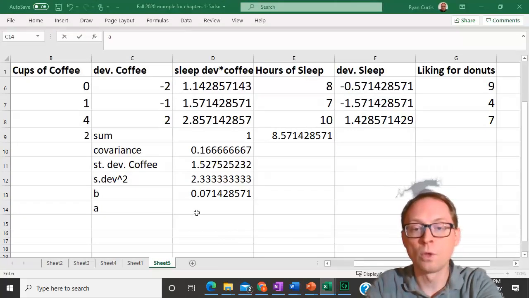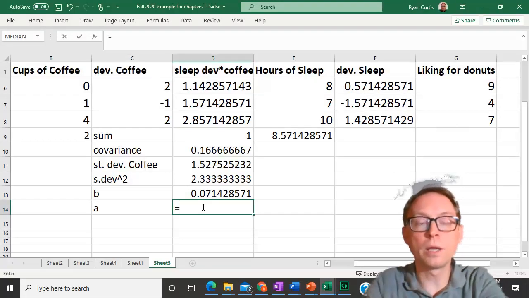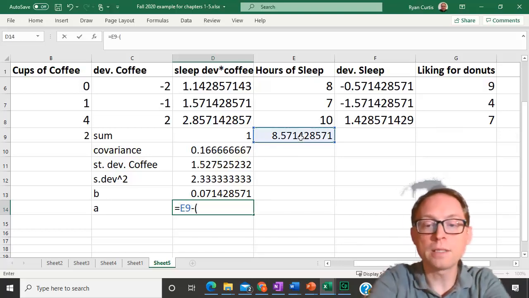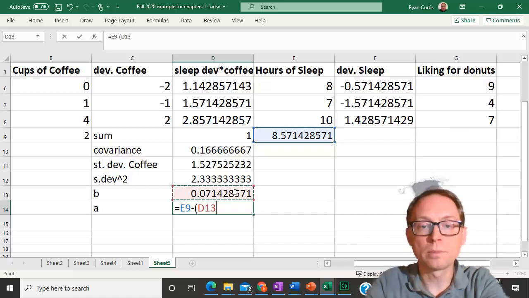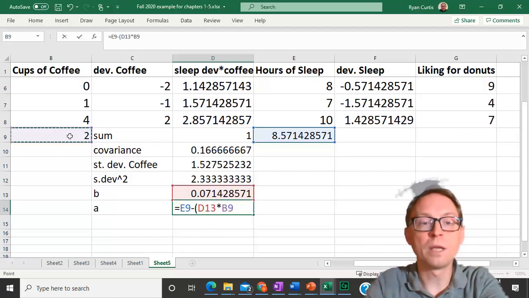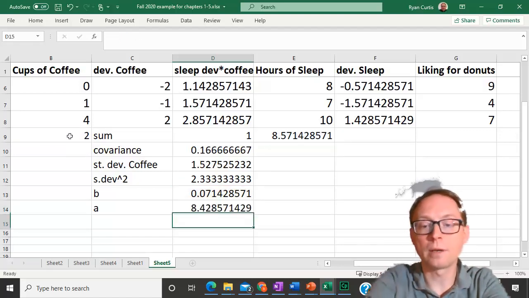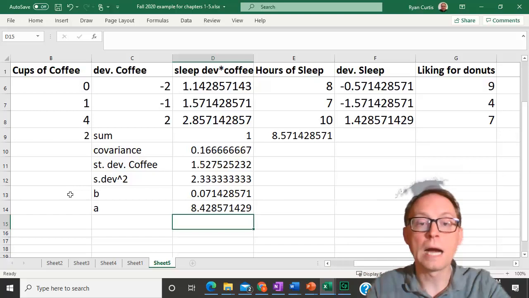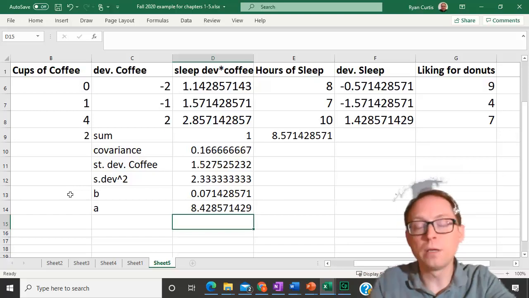When we do this, then we go here. This is going to be the mean of y, that's the average hours of sleep, minus the slope, that's b right there, times the mean of x, that's the cups of coffee right there. 8.42. So what that's saying is that if you drink 0 cups of coffee, I expect that you're sleeping 8.43 hours. That's what I would expect.